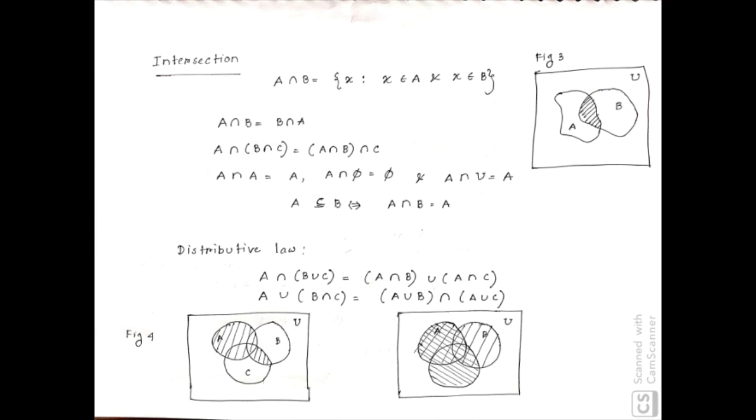So if we write it with symbols, A intersection B is equal to the set containing X, where X belongs to A and X belongs to B. A intersection B is the common part of the sets A and B. We can see this from the figure. What do we mean by A intersection B? It is exactly the common part.